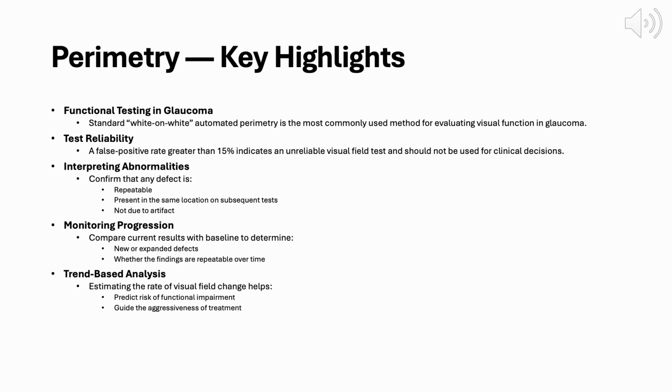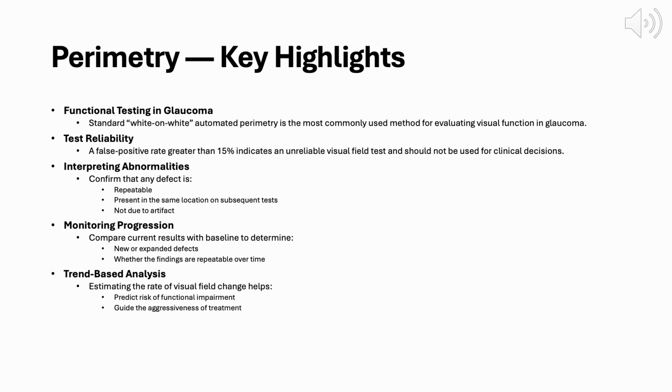Next, test reliability. A key consideration when reviewing a visual field test is its reliability. If the false positive rate is greater than 15%, the test is considered unreliable and should not be used to make clinical decisions. Interpreting abnormalities is all about ensuring that what you're seeing is real. Make sure any defect is repeatable, appears in the same location on future tests, and is not the result of an artifact like patient fatigue or poor fixation.